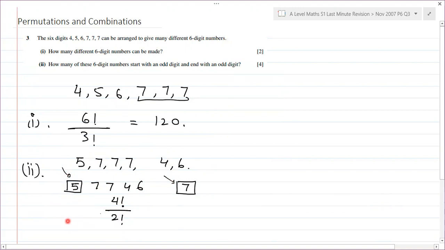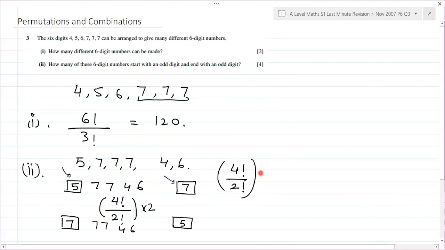What if this starts with a 7 and ends with a 5, or the other way around? And we have the same numbers 7, 7, and 4, 6 in the center. So basically we multiply this by 2 because we have 2 options for this. Starts with a 5, ends with a 7, starts with a 7, ends with a 5. So we'll have 4 factorial divided by 2 factorial multiplied by 2 for these 2 options.